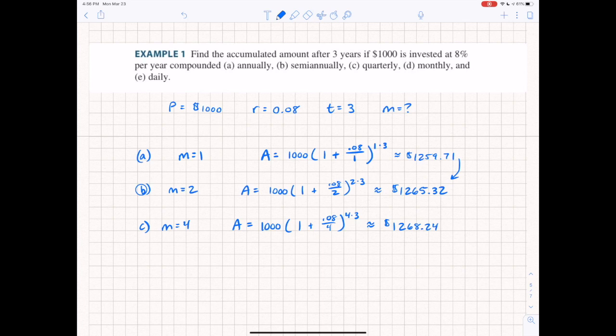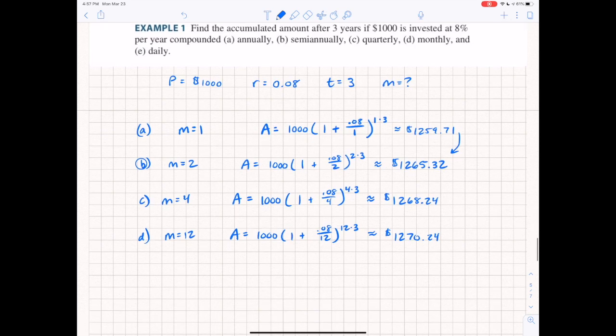For D, if I compound monthly, this time M is going to be equal to 12. So following the formula and plugging and chugging, this time my interest rate would be divided by 12, which means I'm actually going to get 12 times 3 total compoundings, which would be 36. And if I use a calculator for this, I would get $1,270.24 about.